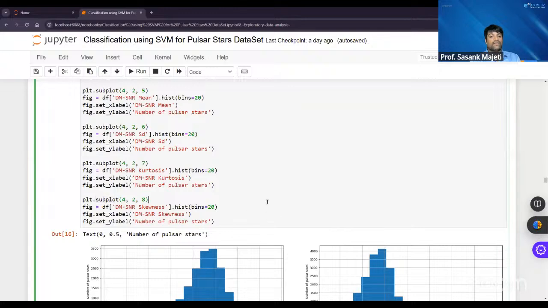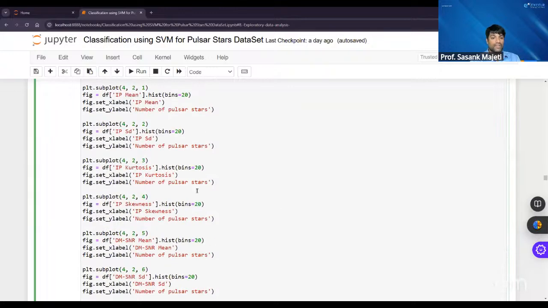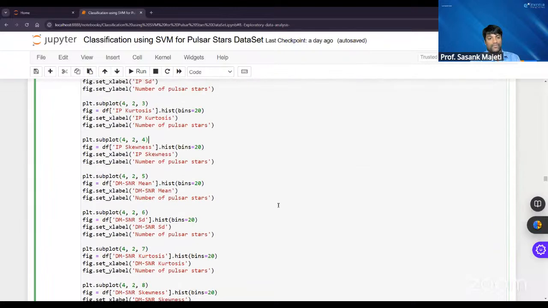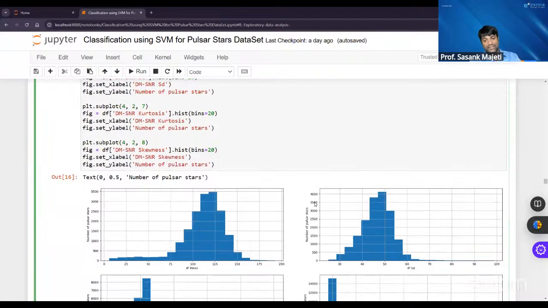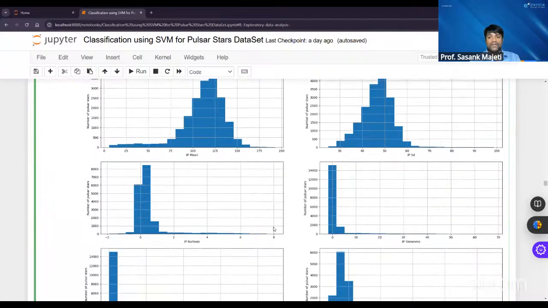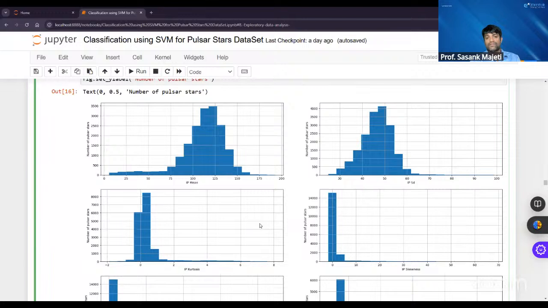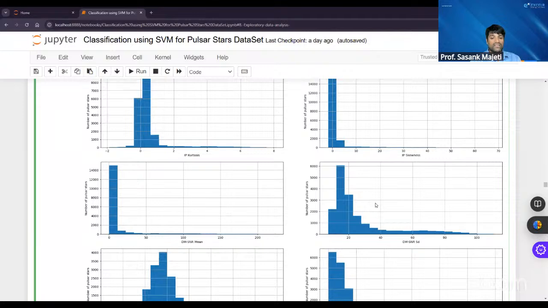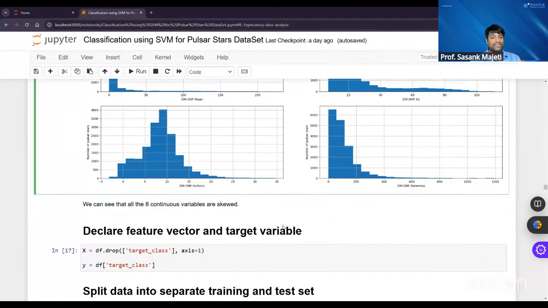Okay, so here we are creating bins. By default we are taking 20 bins for building the histogram. Once we have built that histogram, you can see that some are following a normal distribution, while some have a lot of skewness. This part is skewed, this is also skewed, this one has a little skewness, and this is also skewed. So there's not much that is normally distributed.